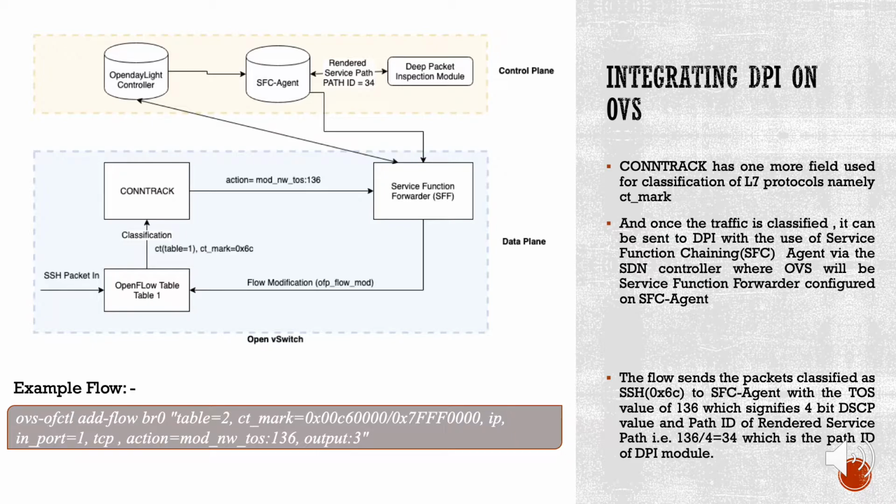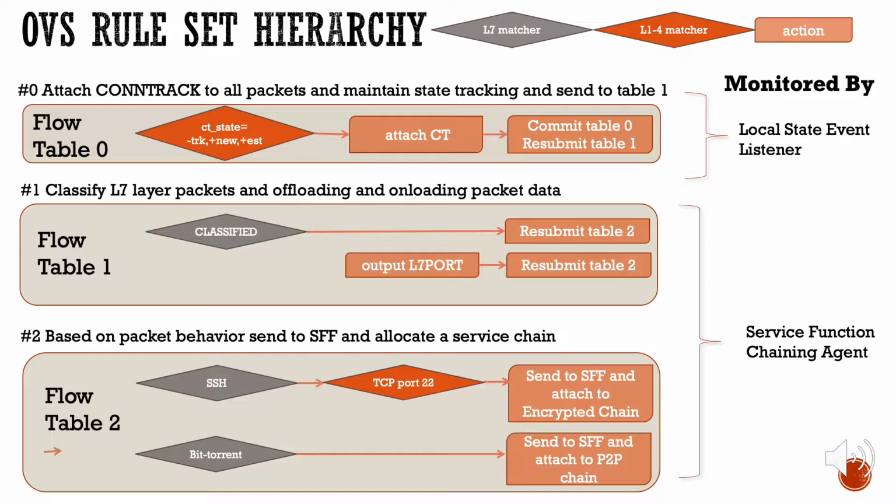So now we're going to discuss our OpenFlow vSwitch rule set hierarchy: what rules we are going to install on our OpenFlow vSwitches for packet state maintenance, layer 7 classification, and sending layer 7 classified packets to the DPI module for payload analysis. Our first flow table will attach a conntrack module to each and every packet for packet state maintenance, and the conntrack module will be monitored by our local state event listener, which will monitor the traffic patterns of TCP SYN flood attacks and other state related attacks. Flow table 0 will also be committed to flow table 1 in case any L7 classification is required.